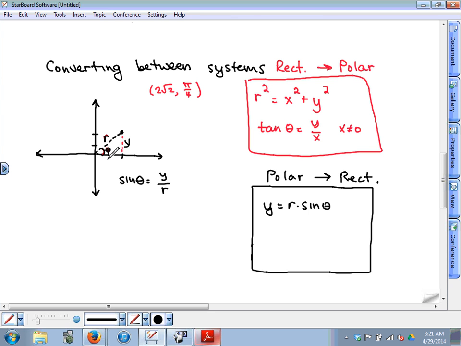But what if we wanted x and not y? So x is down here. Cosine theta is equal to x over r, so therefore x is equal to r times the cosine of theta. So these are the formulas you would use to convert back and forth between forms.